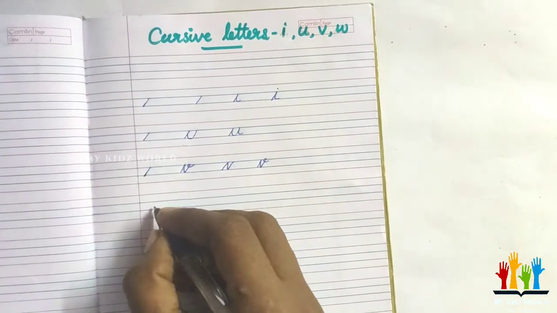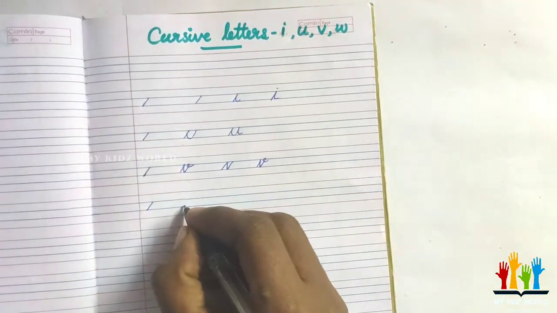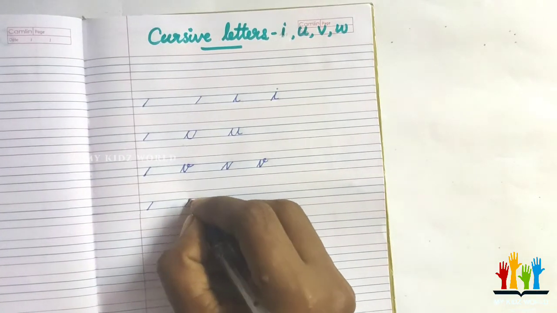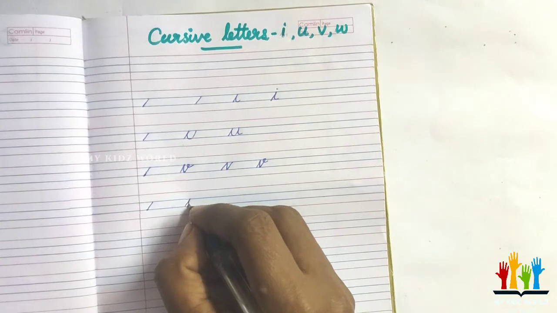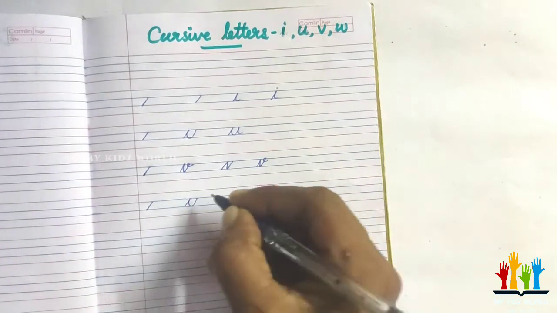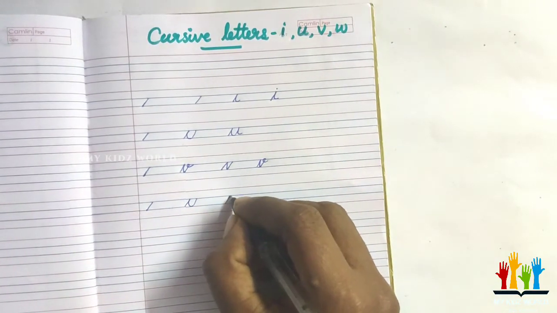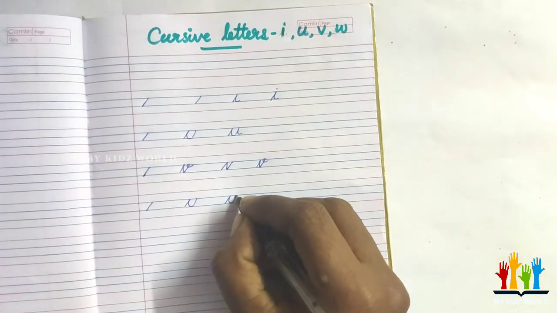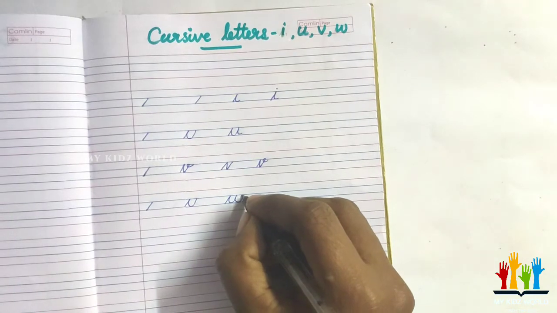Then letter W. Draw a slanting line. Draw a slanting line. Touch the second line. Come down. Make a curve. Draw a slanting line. Come down. Make a curve. Again make a curve.